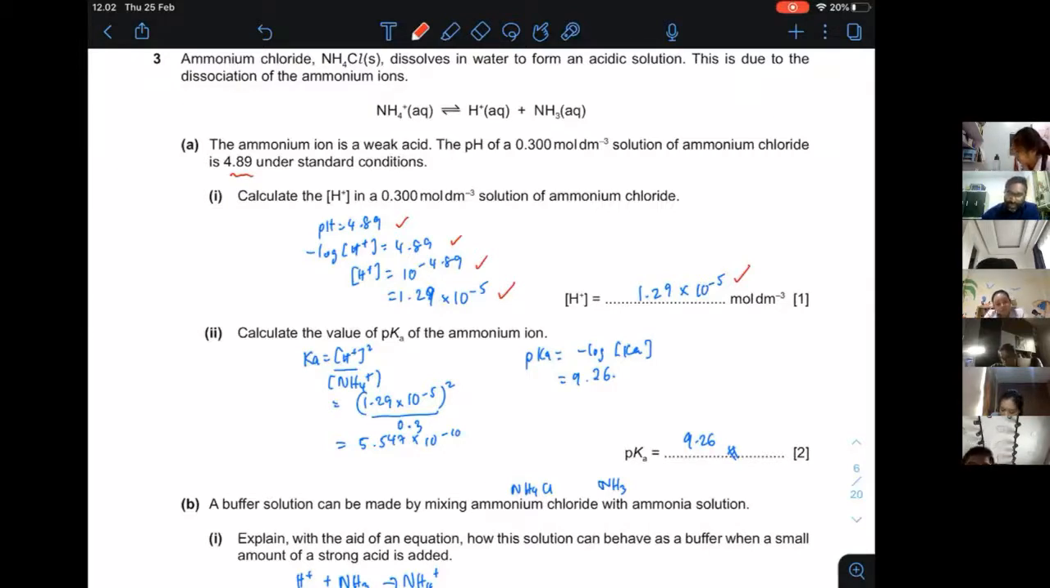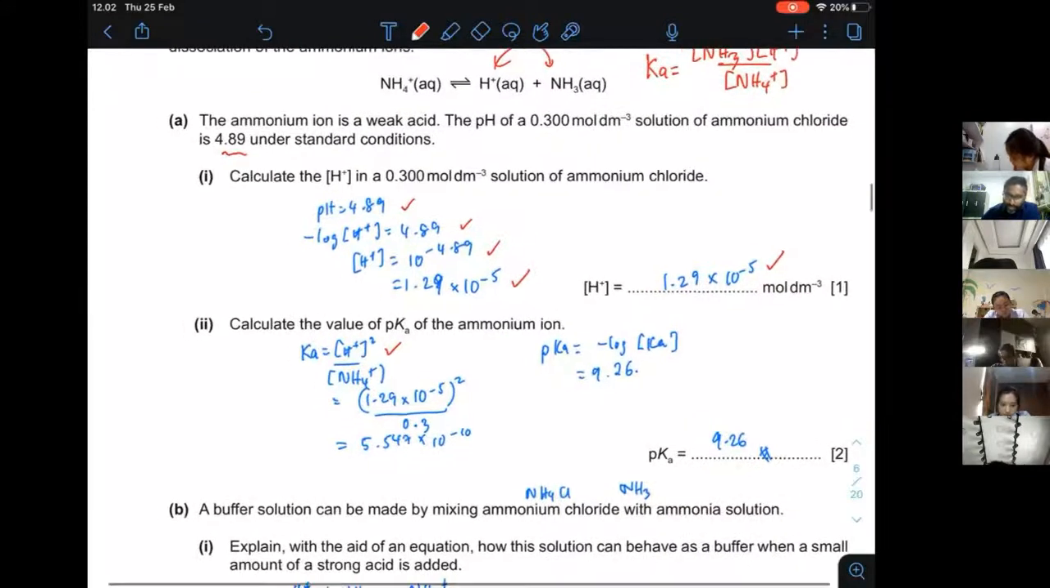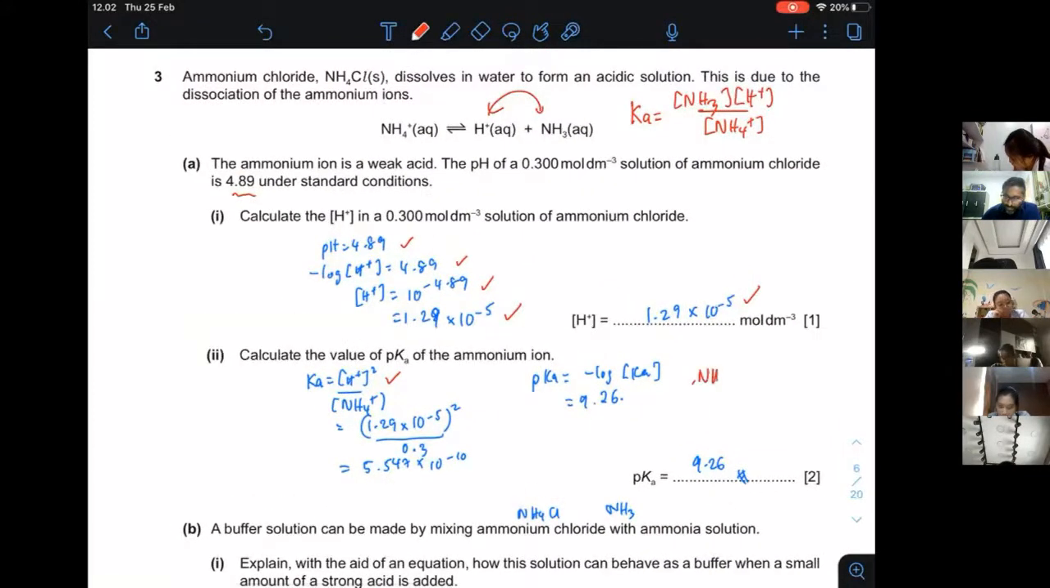Okay, so for the ammonium ion, Ka equals the concentration of ammonia times the concentration of H plus, divided by the concentration of ammonium. But take note, these two concentrations are the same, so we take it as H plus to the power of 2. Why? Because the ammonia concentration is the same as the concentration of H plus. So you have this formula.